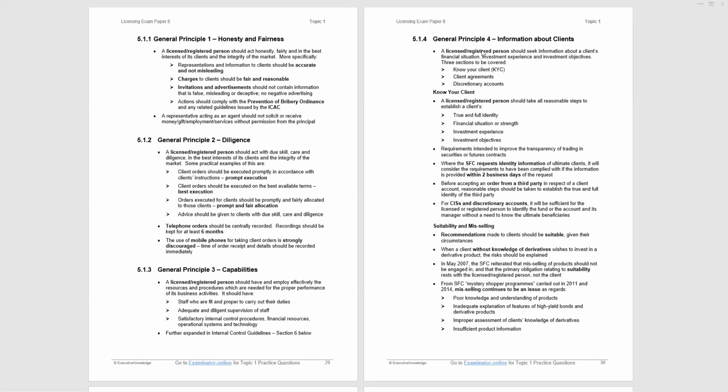Telephone orders should be centrally recorded, and the recordings kept for at least 6 months. You'd be amazed how many times that sort of thing does pop up in an exam. Mobile phones, are you allowed to use them for taking client orders? It's strongly discouraged by the SFC, but it's not prohibited.